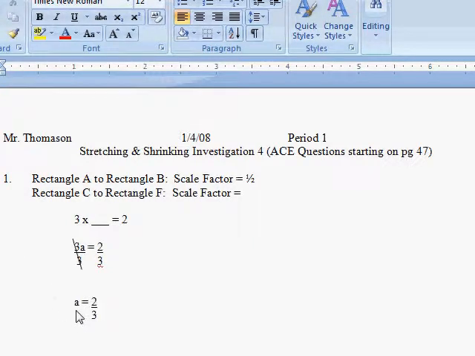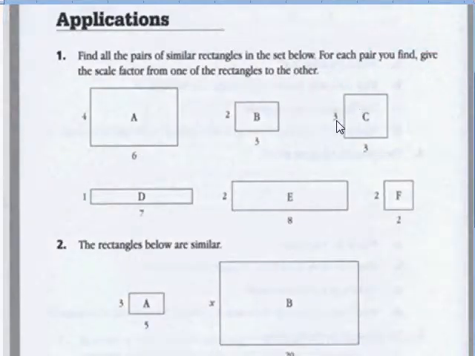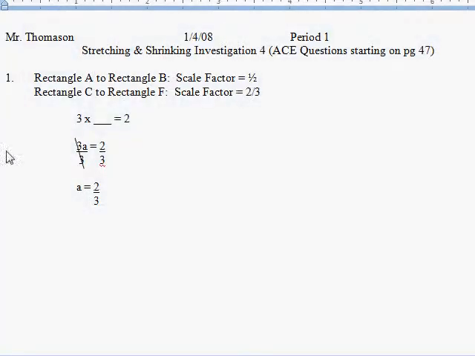So those are going to cancel right there. That leaves us with A equals 2/3. What that means is 3 times 2/3 is 2. So the scale factor from C to F is 2/3. It's okay to keep your work here. It's not a problem to show your work. So if we find any more answers, we'll just put them underneath right down here.